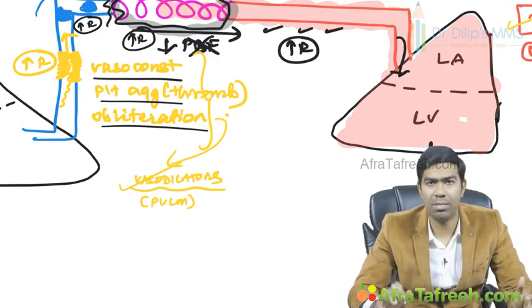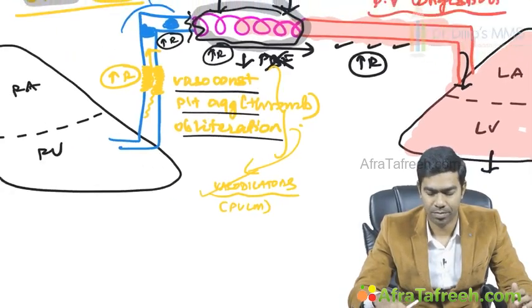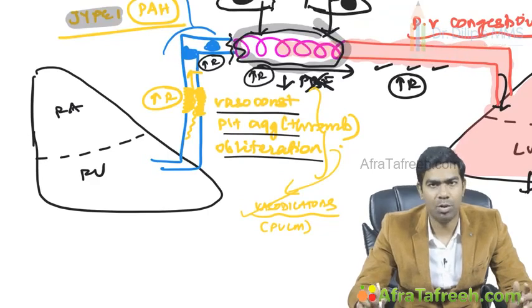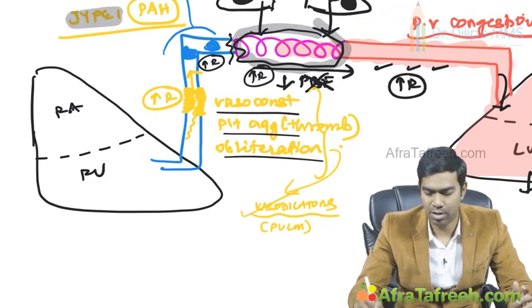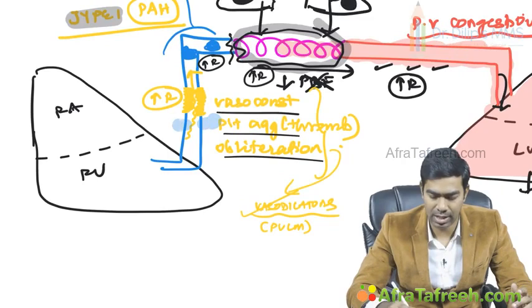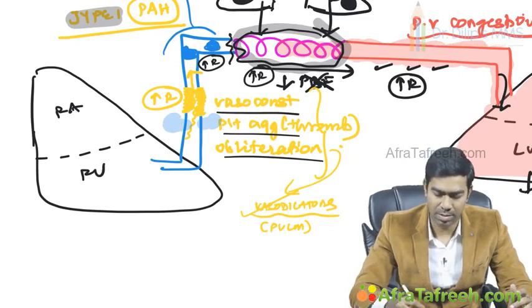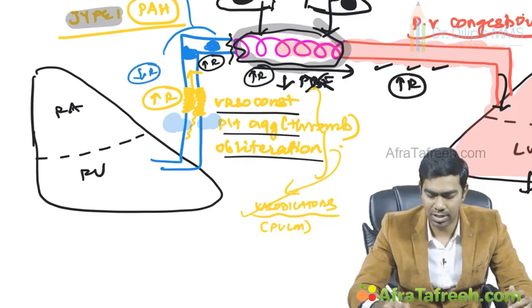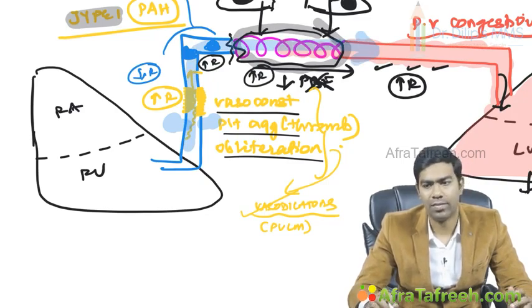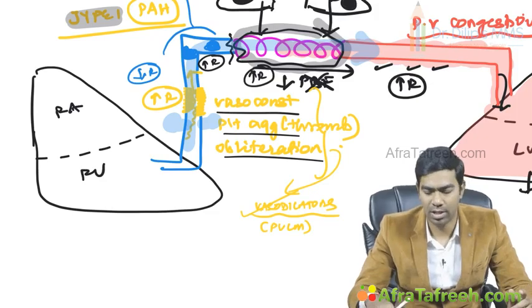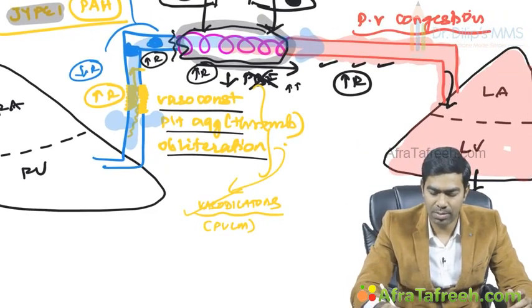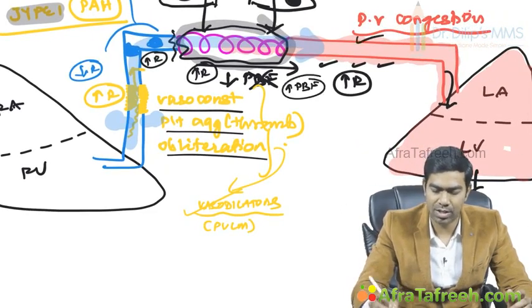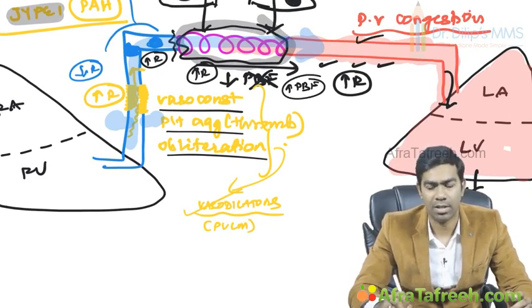So if you give a pulmonary vasodilator, what will happen? Suppose in a type 2 patient, you are giving a pulmonary vasodilator. You are trying to dilate the caliber of these vessels, and because of dilation you are going to reduce the resistance here. Because the resistance is reduced, the blood is going to move in an accelerated fashion towards the left side. Actually you are trying to increase the pulmonary blood flow, but there is already a lot of congestion going on in the pulmonary veins. So increasing pulmonary blood flow is not going to help you.